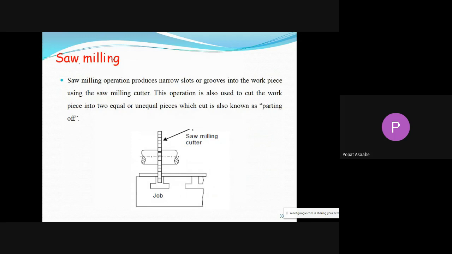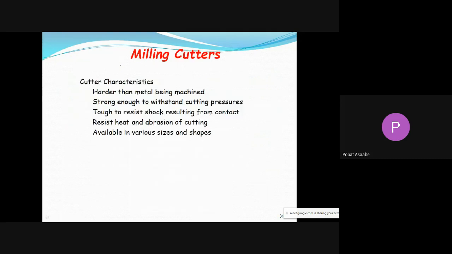Then saw milling operation. Whenever we want to produce a narrow slot or groove on the workpiece, we can use saw milling. This is such a type of operation we can perform with the help of the milling machine.